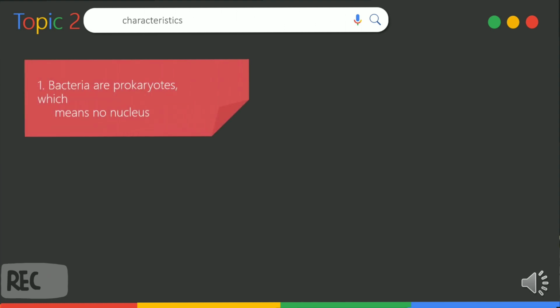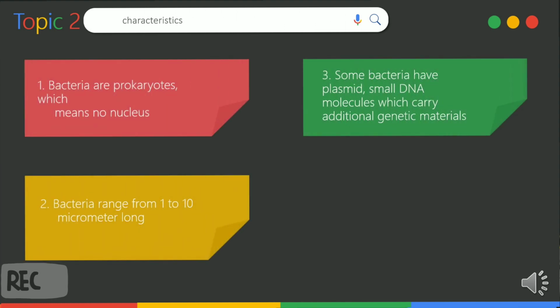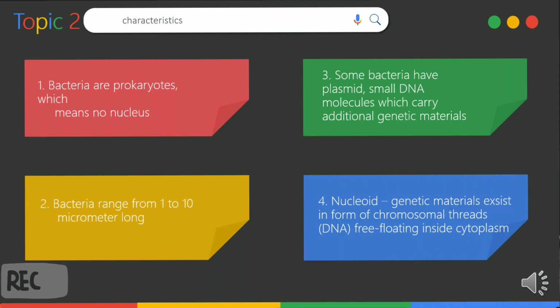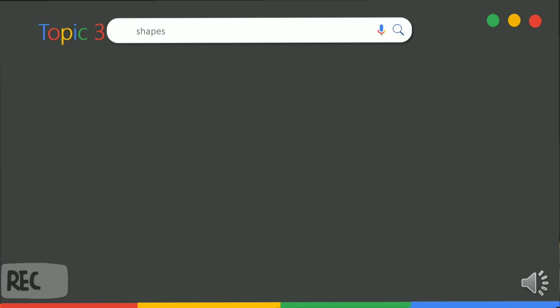Characteristics of bacteria. First, bacteria are prokaryotes, which means no nucleus. Second, bacteria range from 1 to 10 micrometers long, which means very small. You can only see them with a microscope, an electron microscope. And third, some bacteria have plasmids, small DNA molecules which carry genetic material. Fourth, nucleoid. Nucleoid means genetic material exists in the form of chromosomal DNA, free floating inside the cytoplasm.